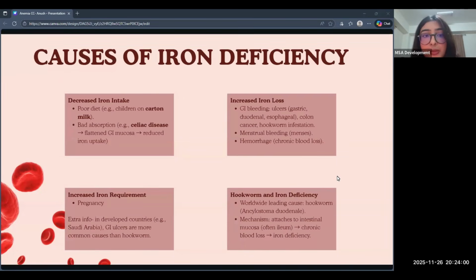Now, one thing I want you to remember is in Saudi Arabia and in developed countries, GI ulcers are more likely the cause than an infection or an infestation. However, everywhere else we have hookworm infestations, okay? What they do is they attach to the intestinal mucosa, and this is mostly the ileum, and it can cause chronic blood loss, and that can develop into an iron deficiency.